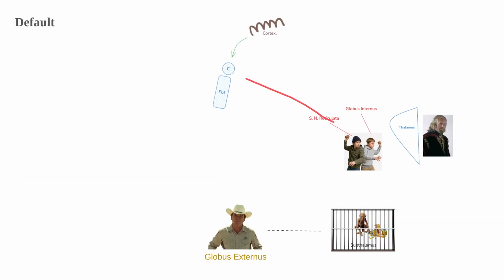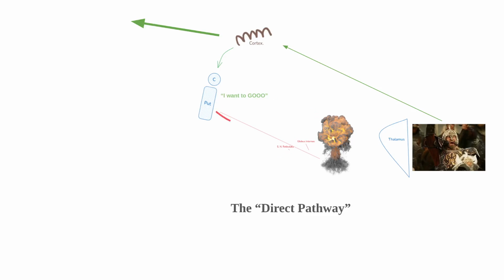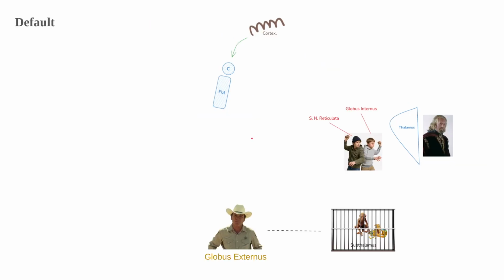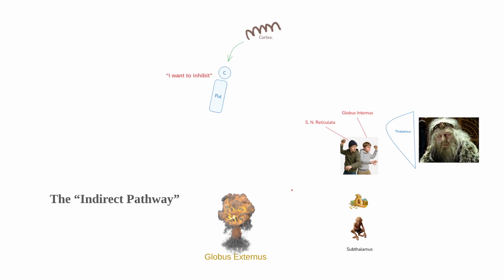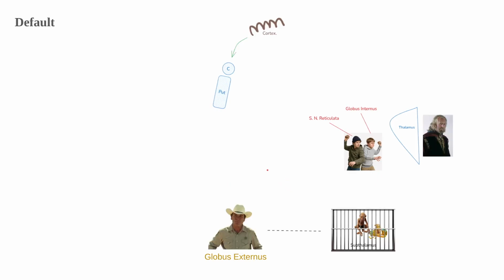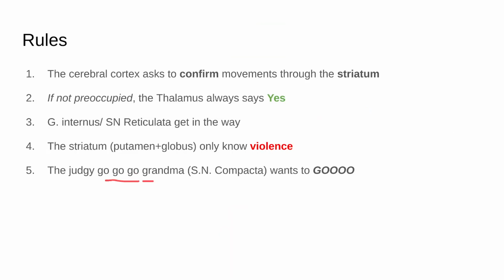All right, so direct pathway is inhibiting this, right? I want to go. Let's get rid of these annoying people. And the indirect pathway is I'll get rid of the sheriff protecting our thalamus, like that. There is one more last thing that we have to introduce, and that is the go, go, go grandma.